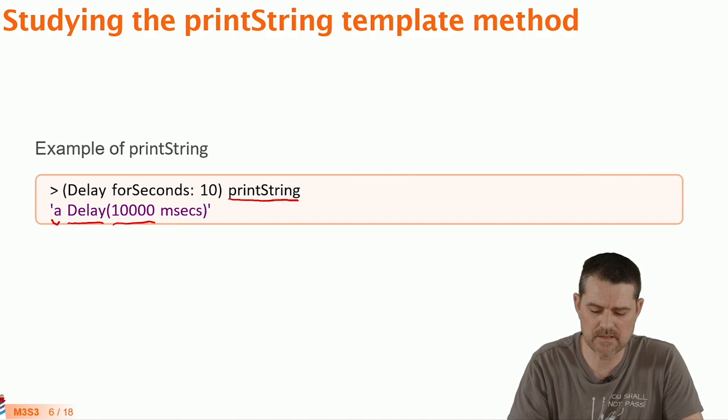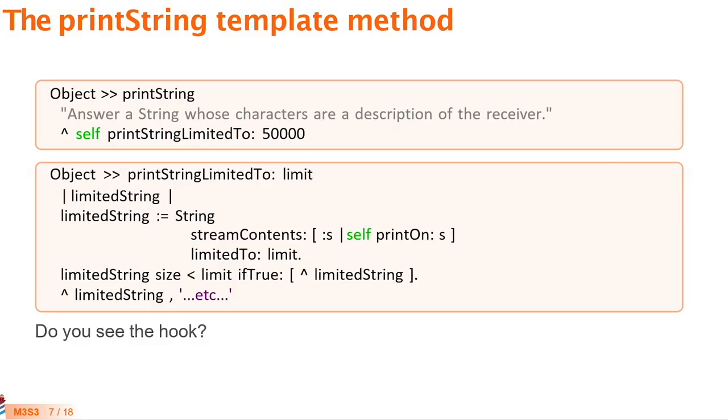So how is this printString method implemented? In fact, it is implemented in the Object class here. And there is a self-send that specifies the limit. By default, the limit is 50,000 characters, and if it is longer than that, it will be truncated. Okay, this is not really important. What is important is this method. If you look at the code of this method, do you see the hook? Where is it? This is this self-send here, self printOn:.